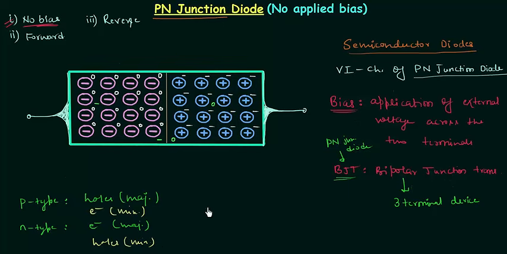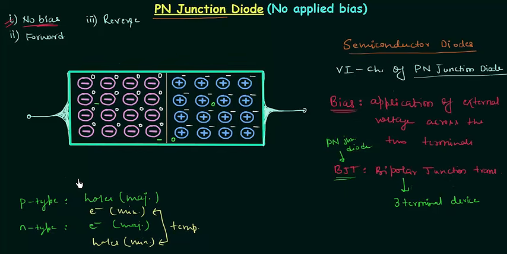And if you remember, the minority charge carriers depend only on temperature, because electron gains the thermal energy and breaks the covalent bond. So it only depends on the temperature and it will not depend on the external voltage that we are applying.